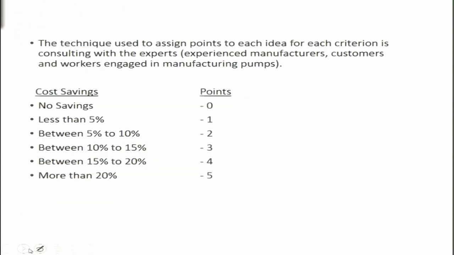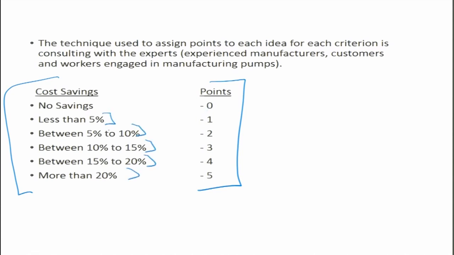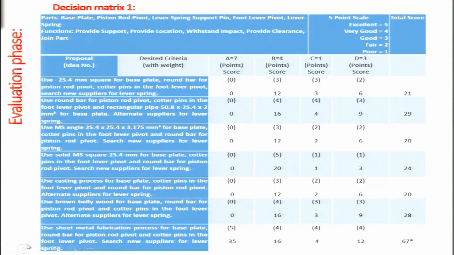How are these used? I will show you the decision matrix for the cost savings. These points are given as follows: no saving is 0%, and we quantify between 0 to 20%. No saving is 0, and then there are 5% classes: less than 5, 5 to 10, 10 to 15, 15 to 20, and 20 or more gets the full 5 points. This technique is used to assign points to each idea for each criterion. This is the way we find the final score.